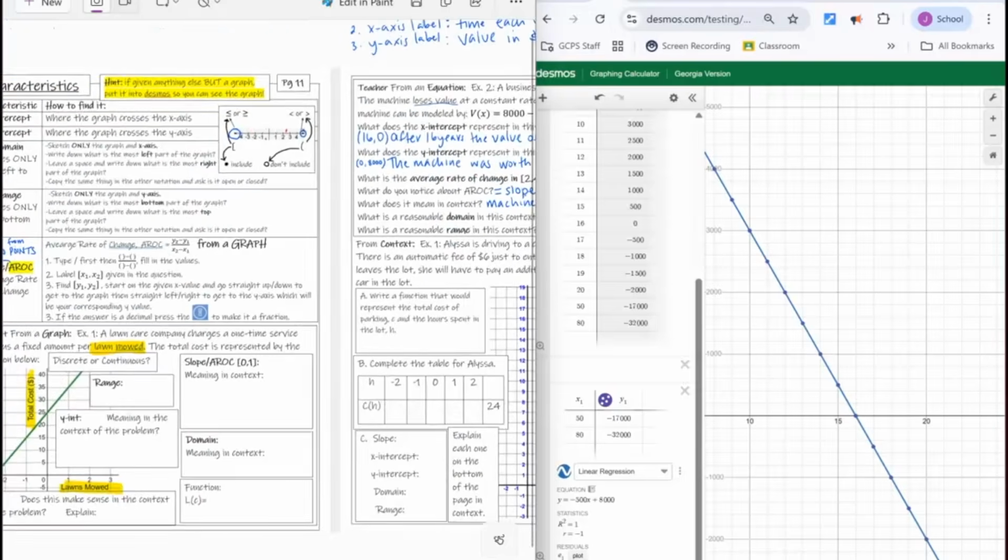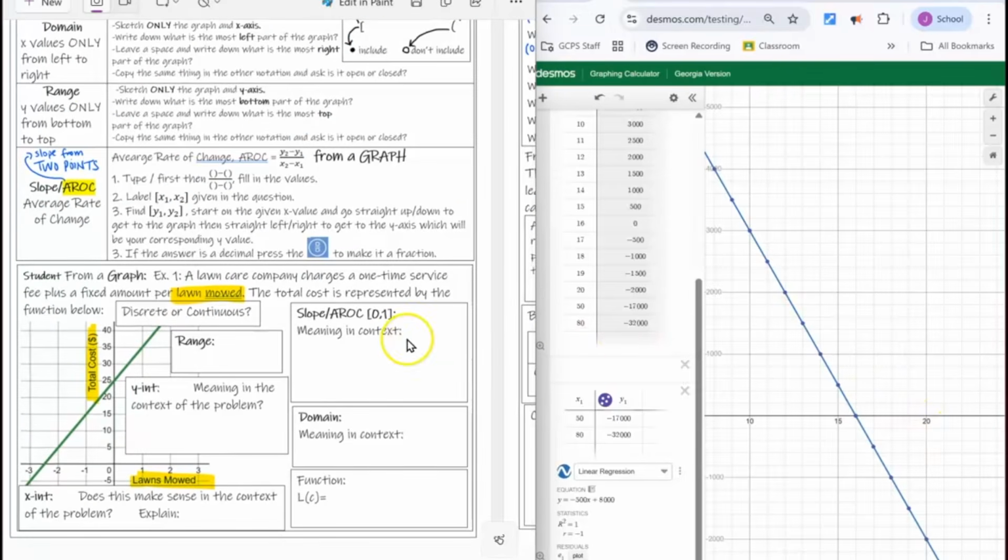So let's go take a look at your average rate of change, which is right here. So go ahead and you should have your slope from 2 points, these 2 points, right there. And then now you're saying, what does that mean? So you're telling me yours looks like it's going up. So what's happening to the cost as your lawns are getting mowed? So that's your meaning in context. Let's practice.